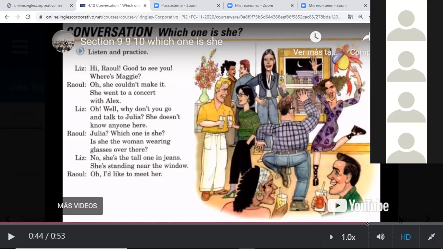Hi, Raul. Good to see you. Where's Maggie? Oh, she couldn't make it. She went to a concert with Alex. Oh, well, why don't you go and talk to Julia? She doesn't know anyone here. Julia, which one is she? Is she the woman wearing glasses over there? No, she's the tall one in jeans. She's standing near the window. Oh, I'd like to meet her.